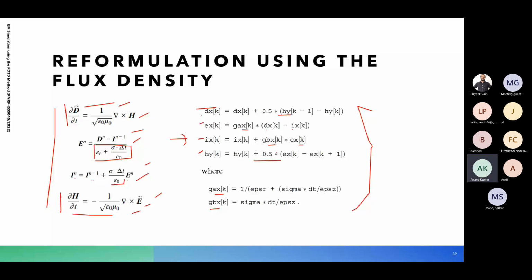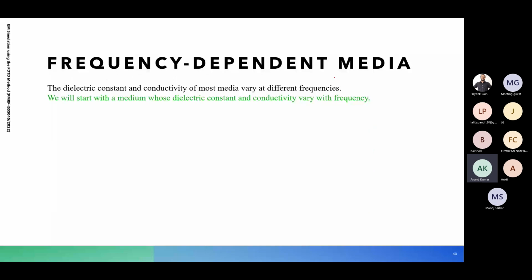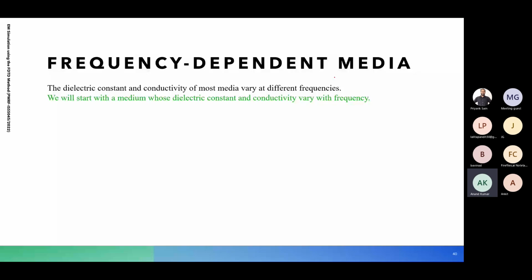So we'll now look at frequency dependent media. Up till now, we have seen how we use the electric flux density instead of the electric field for the formulation of the update equations. Now we'll modify them for frequency dependent media. Most media have dielectric constant and conductivity that vary with frequency. Up till now, whatever we were simulating, the media properties were not a function of frequency. But what if they were a function of frequency? So we have to come up with something. So we'll start with, okay, I'll use a pointer.